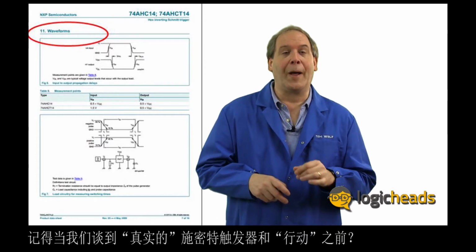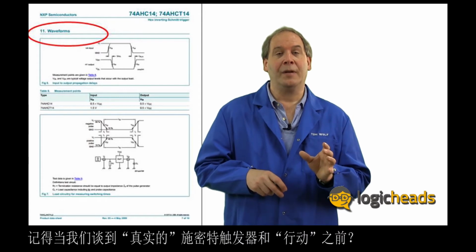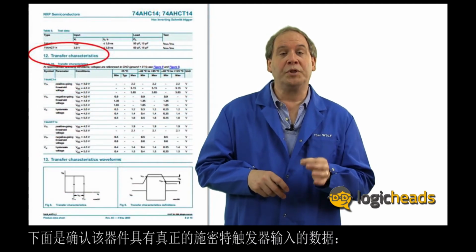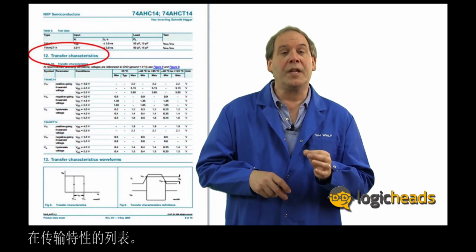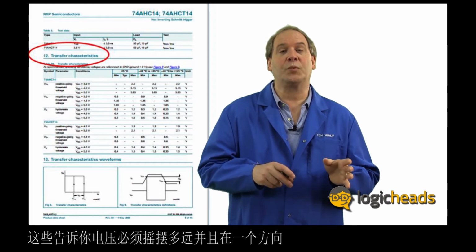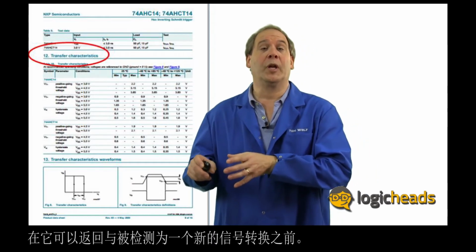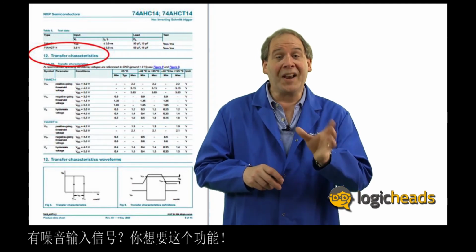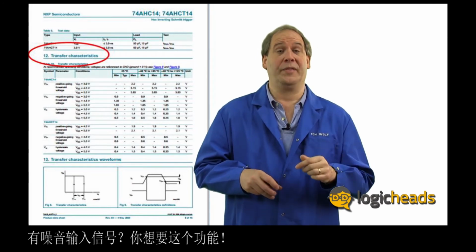Remember before when we talked about true Schmitt triggers in action? Here's the data that confirms that this particular device has true Schmitt trigger inputs, a listing of the transfer characteristics. These tell you how far the voltage must swing in one direction before it can return and then be detected as a new signal transition. If you've got a noisy input signal, you definitely want this feature.